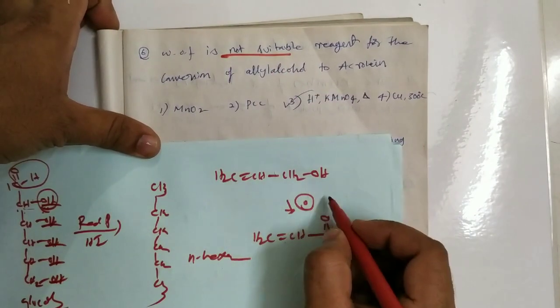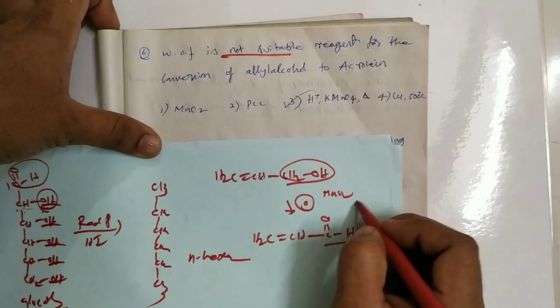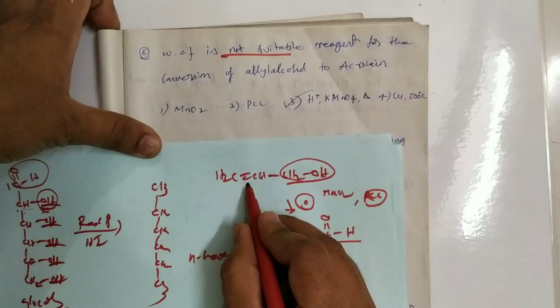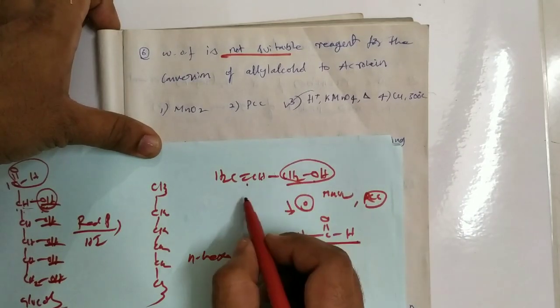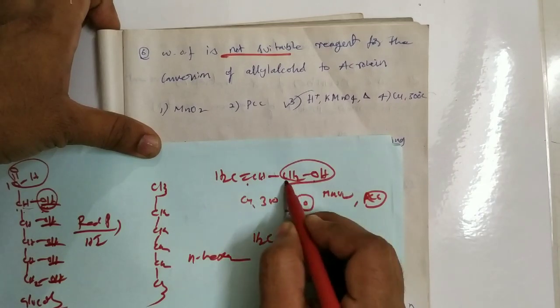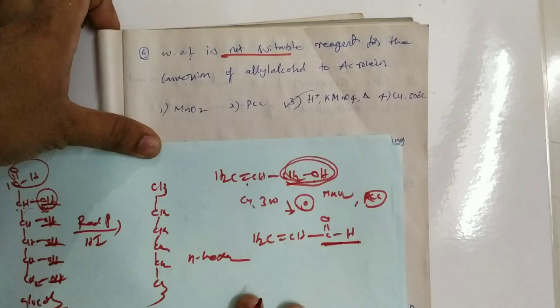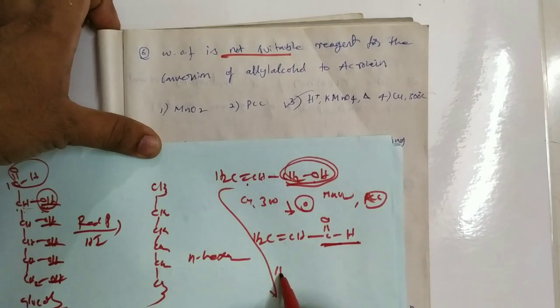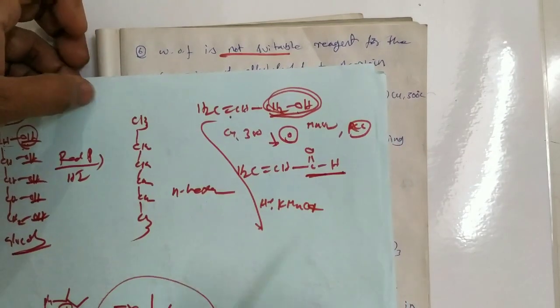By using MnO2, the allyl alcohol group is oxidized to aldehyde. By treating with PCC, the double bond is not affected, so the alcohol group is oxidized to aldehyde. And with copper at 300 degrees centigrade, the primary alcohol group is also oxidized to aldehyde. But what about H+ KMnO4? What is the product with acidified KMnO4?